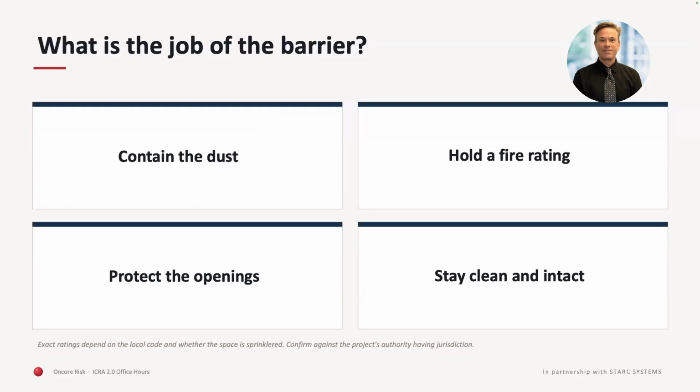I've seen plenty of barriers put up. I'm going to show you some pictures of ones that don't meet the ICRA requirements and the life safety code requirements as well. So these are things that we want to really consider when we're looking at an appropriate barrier.